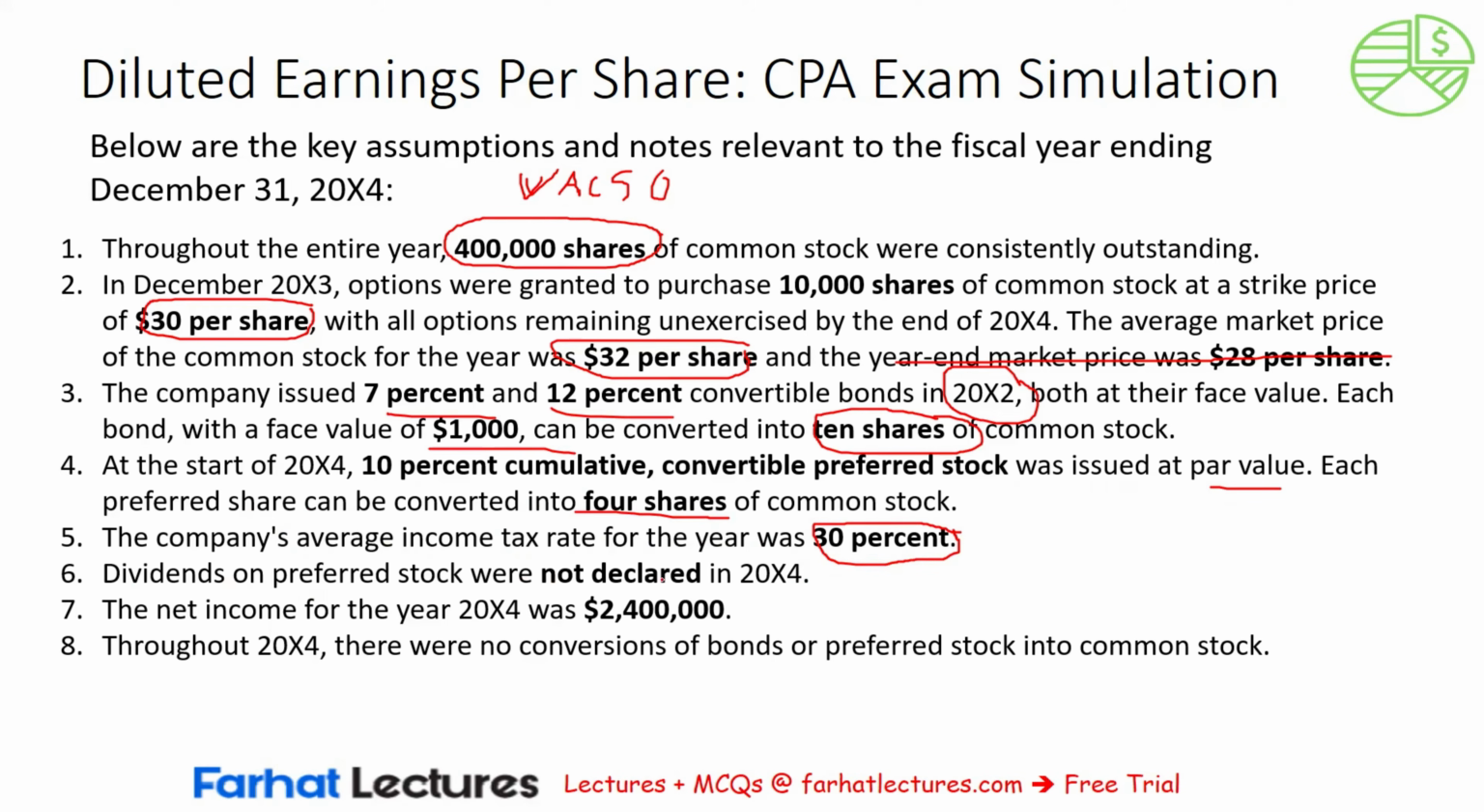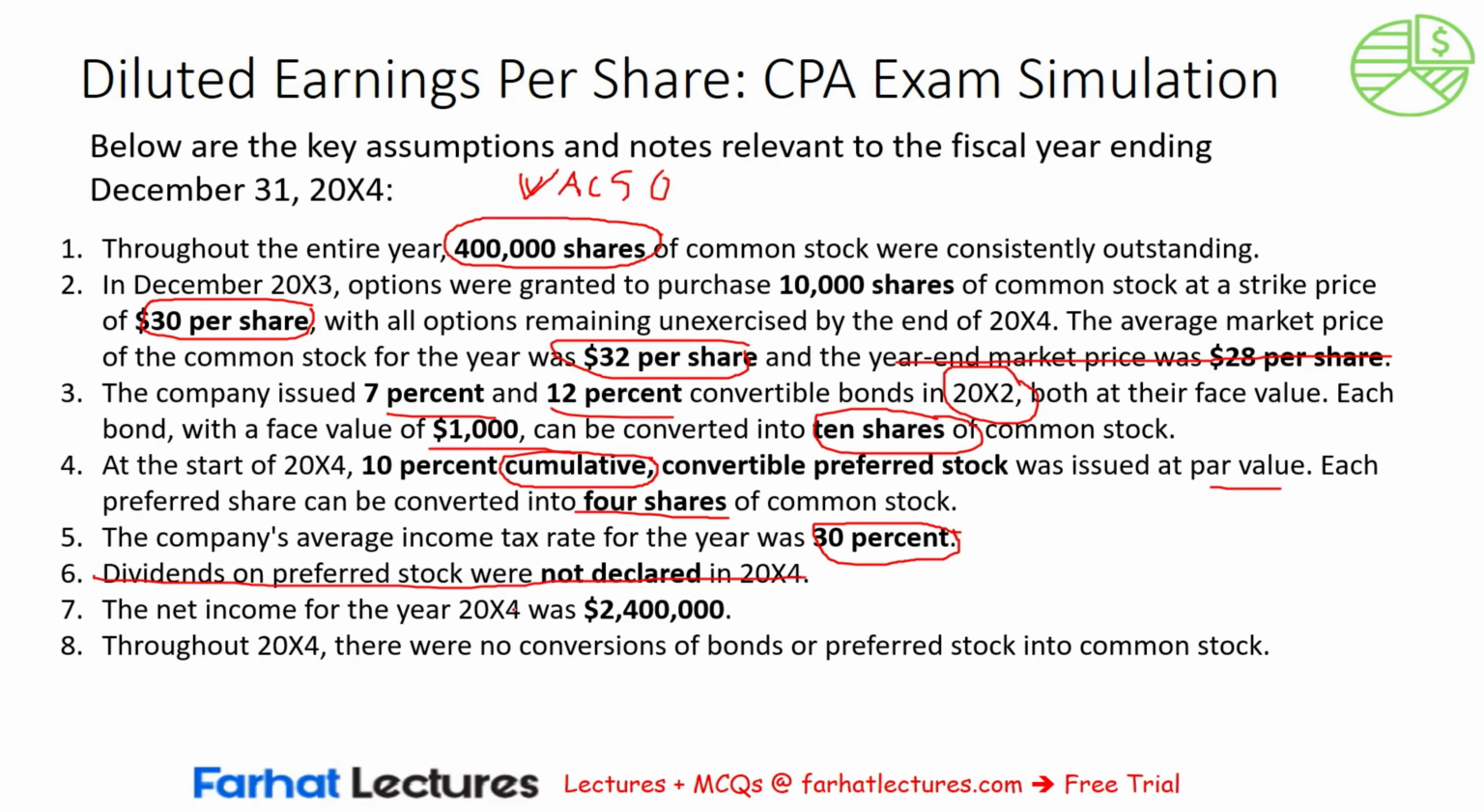Dividends on preferred stock were not declared in 2000 X4. Is this information relevant? Actually, it is not. Why? Because the preferred stock is cumulative. We're going to compute the dividends accumulated during the period, regardless of whether they have been declared or not. For non-cumulative preferred stock, we need to consider whether they have been declared or not. But for cumulative, we always compute what accumulated during the period. So we're going to disregard this information.